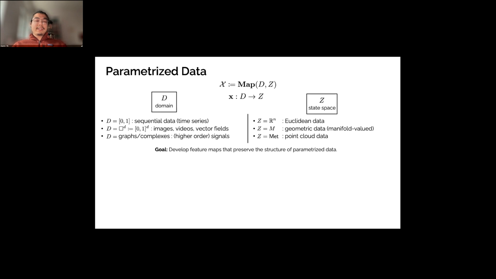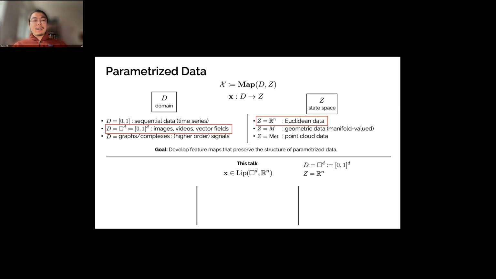And the overall goal is to develop feature maps that somehow preserve the structure of this parametrized data. So for this talk, we're going to be looking at the case of maps from the unit d-cube into R^n. So in particular, we're going to be restricting ourselves to Lipschitz maps. This is just to have some notion of regularity so we can do things like perform integrals. Now, this specific case has wide applications, right? When d is equal to 1, we already have time series. In d equals 2, we can look at things like images.